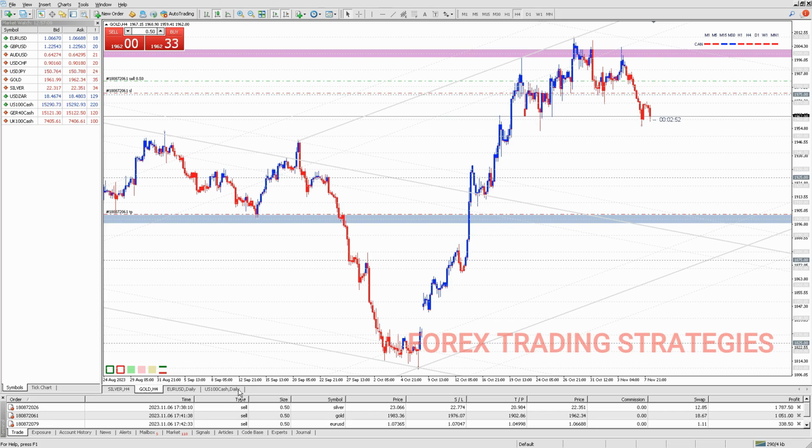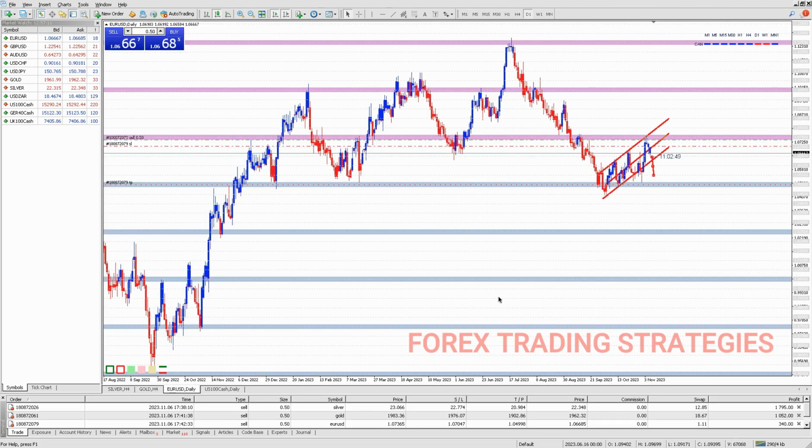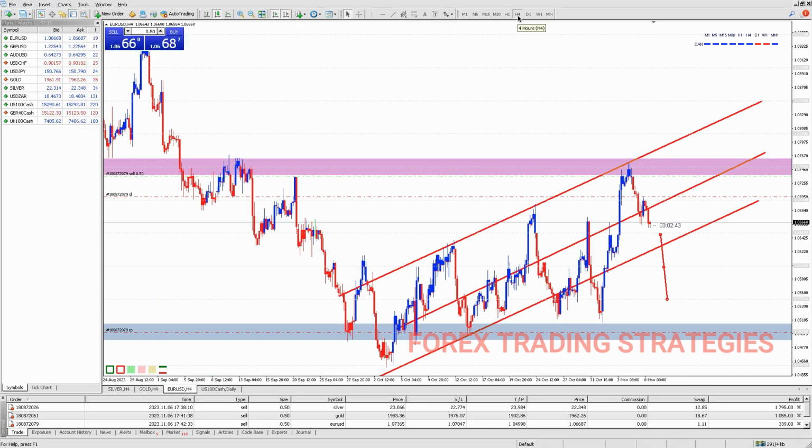And the same thing on Euro USD. This is what we have on Euro USD. Let me go down to the 4 hourly. Remember yesterday, in yesterday's video, I showed you that I can also trade channels and support and resistance. Supply and demand doesn't always need to go horizontally. It can also go slanted like this.